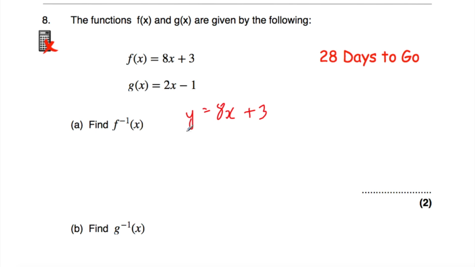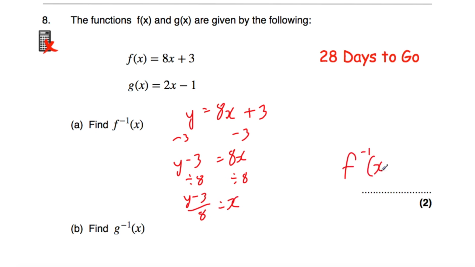So we're going to take away 3 from both sides. That'll give us y take away 3 equals 8x. And then divide by 8 and divide by 8. We're going to get that y minus 3 over 8 is equal to x. And that means our inverse function is equal to x minus 3 over 8, just replacing that y with an x. So that's part A done.